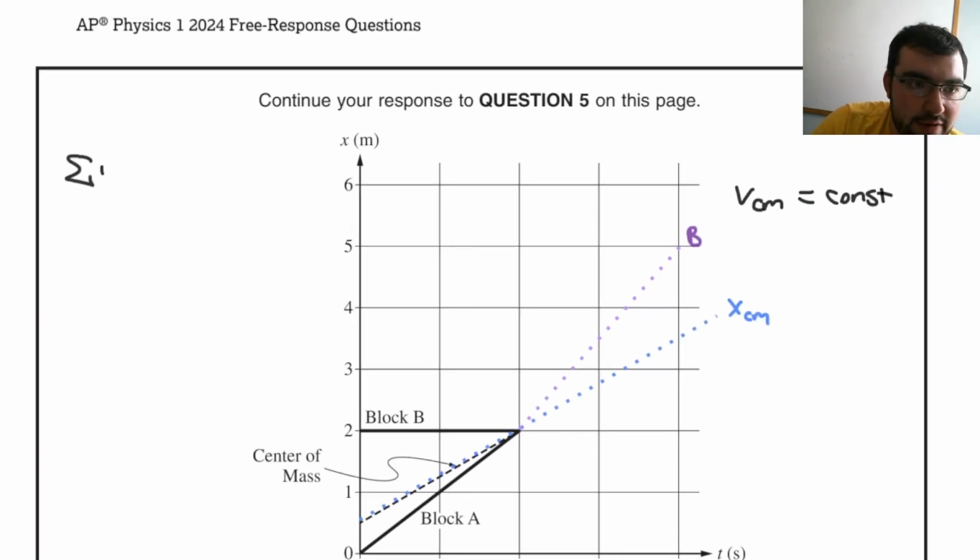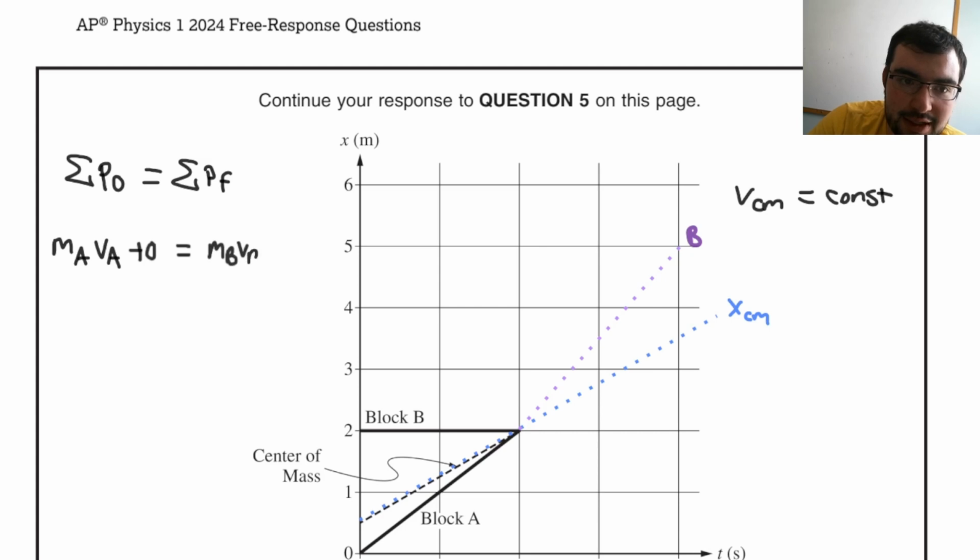So now we can use the fact that the momentum before has to be the momentum after. So the mass of block A times V of block A is the only thing that's moving before. And that's equal to the mass of B times velocity of B plus the mass of A times velocity of A after. So block A is 6 kilograms. We don't know how fast it was moving. Sorry, we do. We actually can figure that out. We have the graph.